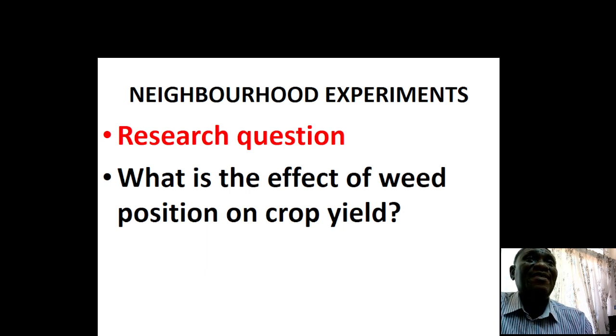So that was that, very simple and straightforward. Then the neighborhood experiments, this can be very important. You want to measure the effect of weed position on crop yield. If you take a given field, is it important just to weed in-row weeds, and we leave the between-row weeds? I'm assuming that in-row weeds are more competitive than between-row weeds.